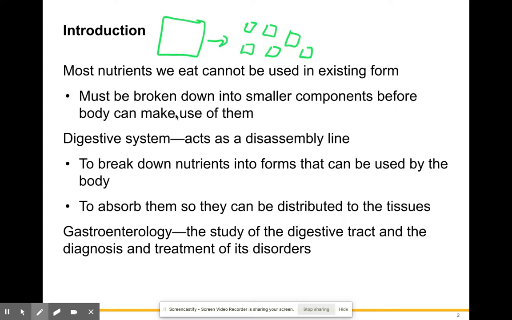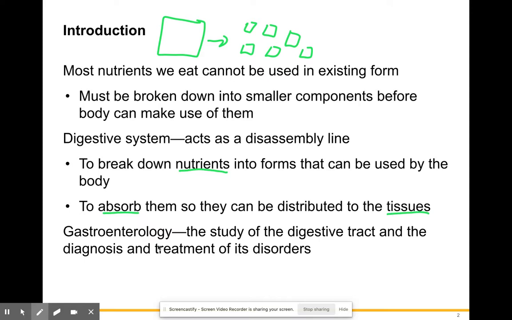We want to break them down into usable nutrients, and then we want to absorb those usable nutrients and distribute those nutrients to our various tissues. So the sugars, the proteins, the amino acids, things like that, we want to give them to our heart cells and our liver cells and our muscle cells and things like that.